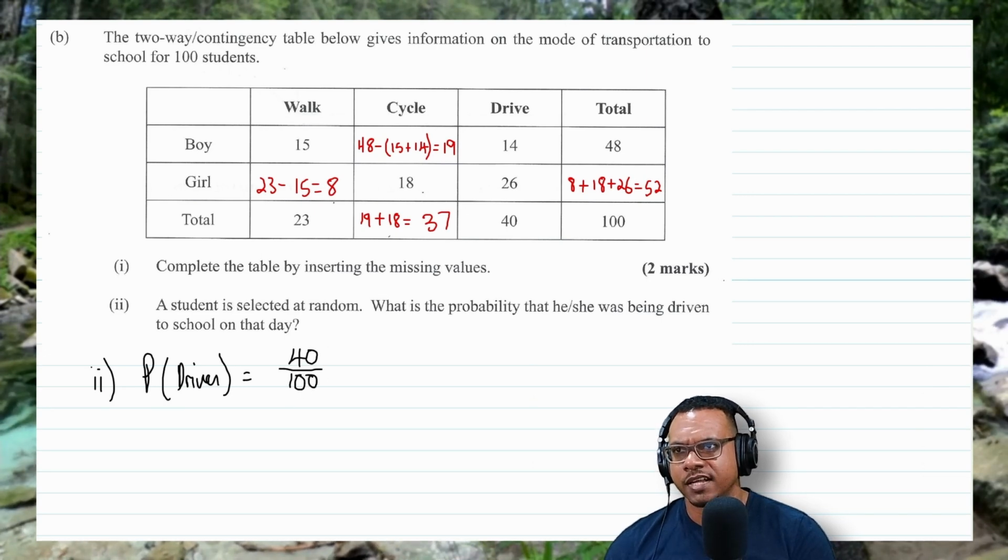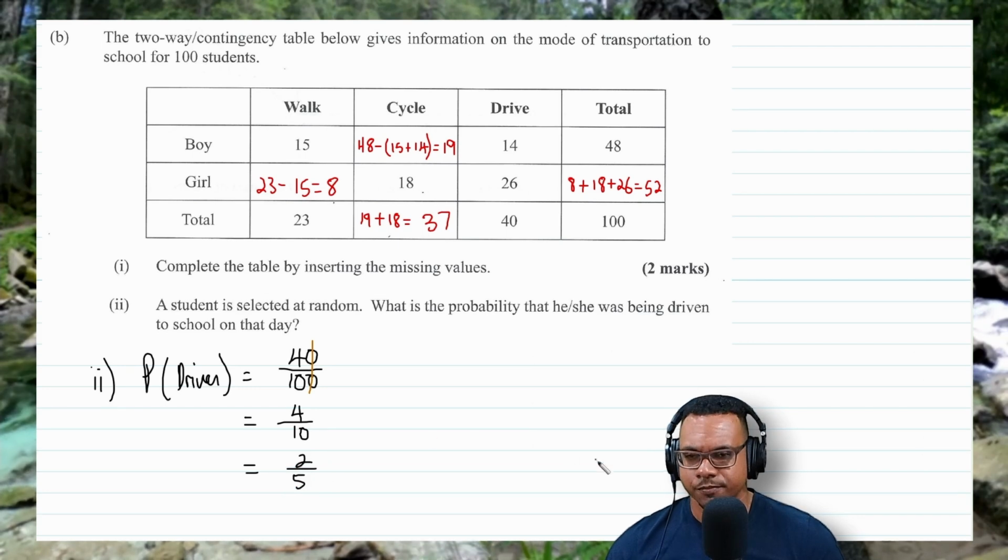So here the zeros will cancel. All right, so that's going to break down to 4 over 10. And like I say, 2 into 4 is 2, and 2 into 10 is 5. So that's 2/5. So the probability of a student being driven that day is 2/5.